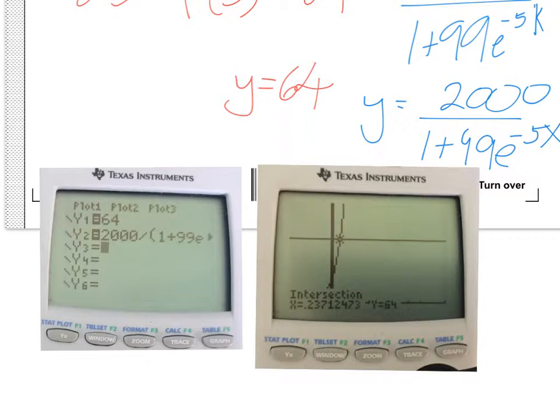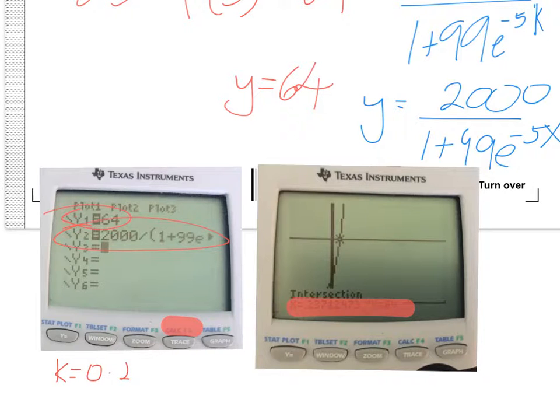So once you've typed in your two graphs, y1, y2, into the graph menu, underneath calc you'll find an option called intersection, and if you're following the instructions it will give you the intersection, which means I now have my k value as that x value that's written there. So k is equal to 0.237.